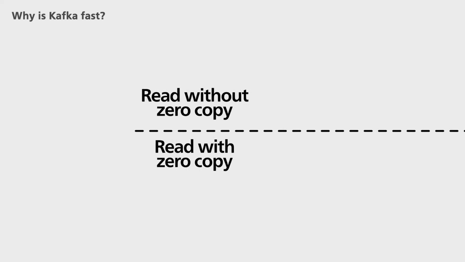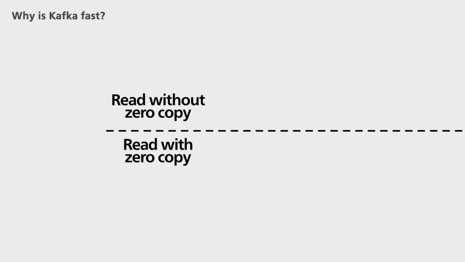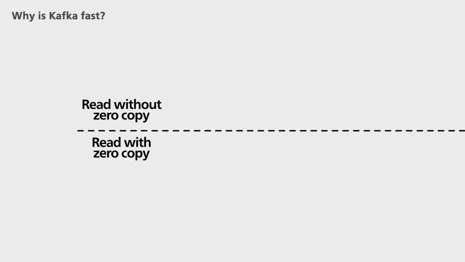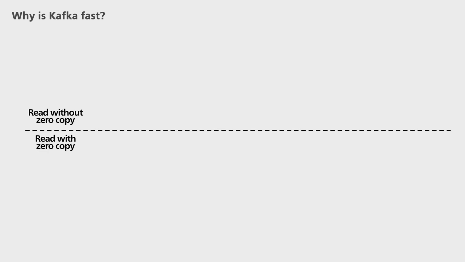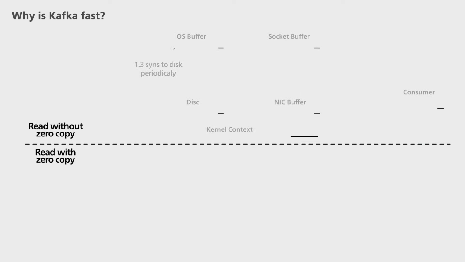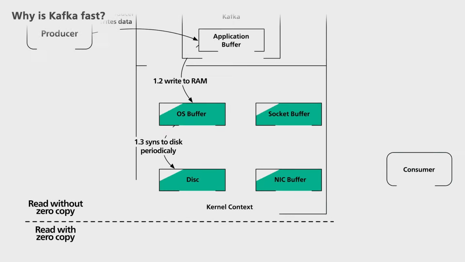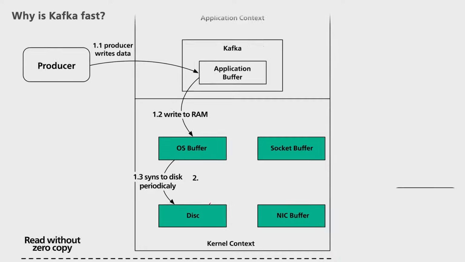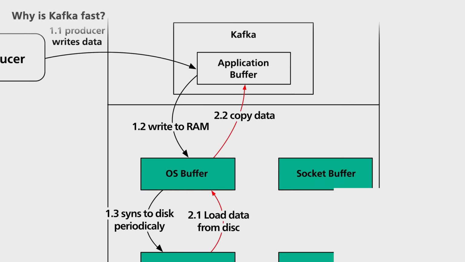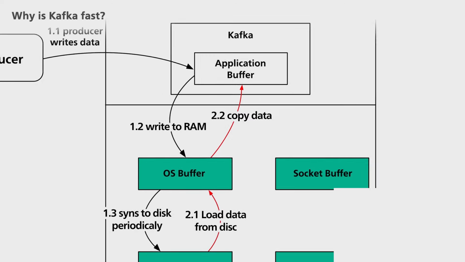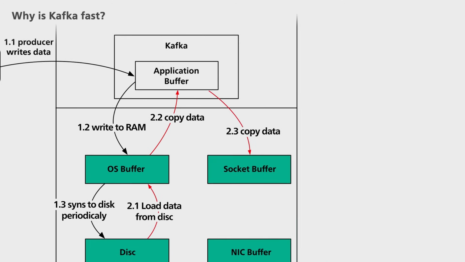First, we look at how Kafka sends a page of data on disk to the consumer when zero copy is not used at all. First, the data is loaded from disk to the OS cache. Second, the data is copied from the OS cache into the Kafka application. Third, the data is copied from Kafka to the socket buffer. And fourth, the data is copied from the socket buffer to the network interface card buffer. And finally, the data is sent over the network to the consumer. Now this is clearly inefficient. There are 4 copies and 2 system calls.